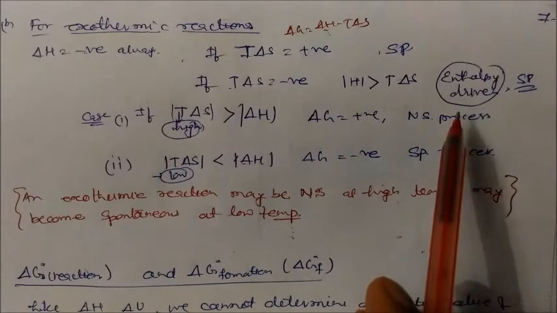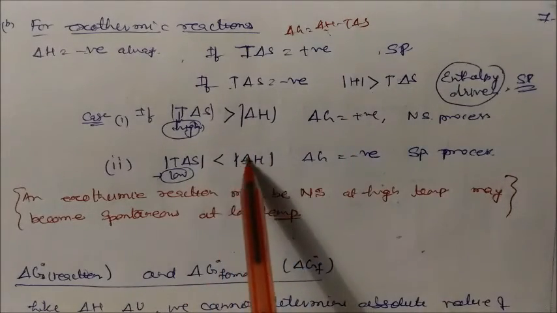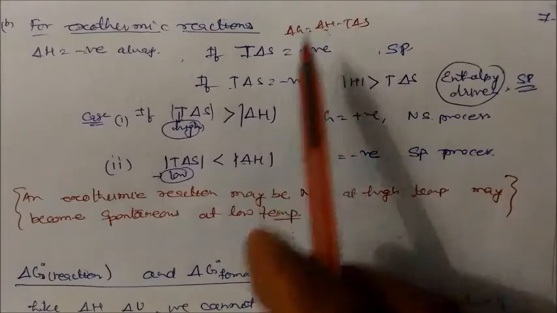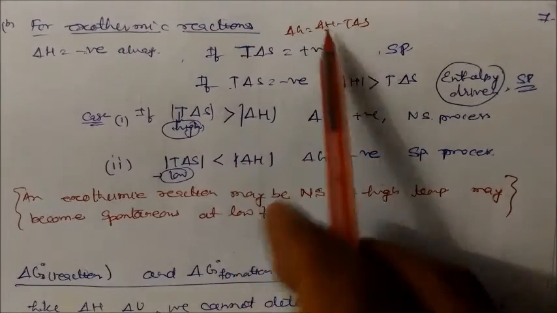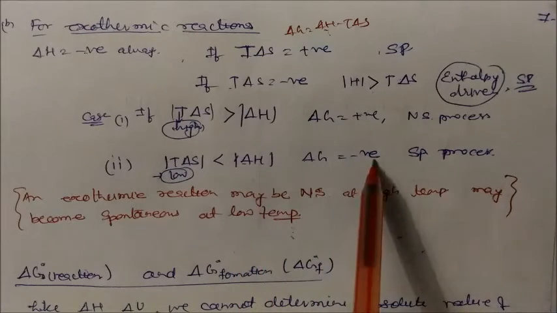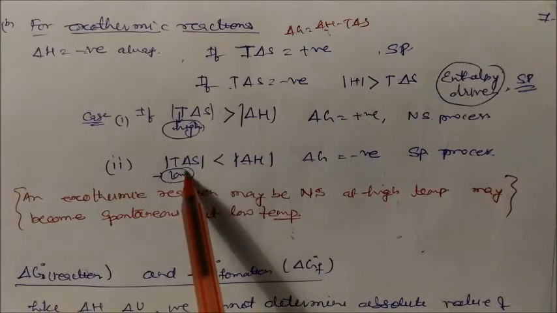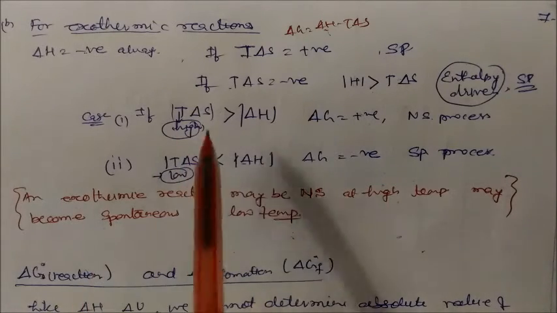Okay. And if this whole value becomes lesser than delta H, then definitely delta G is a negative value. So this is again a spontaneous process. This happens only at low temperature. This happens only at high temperature.